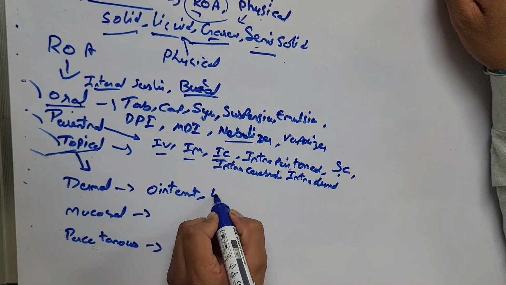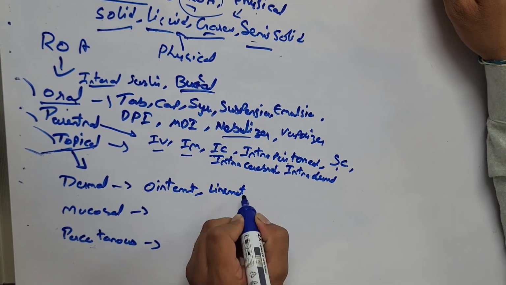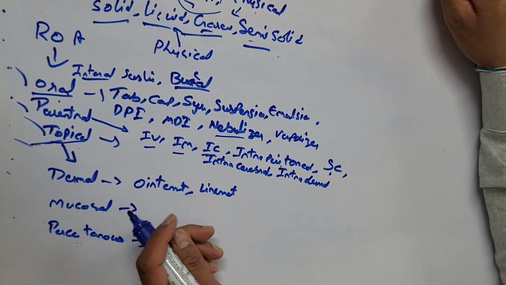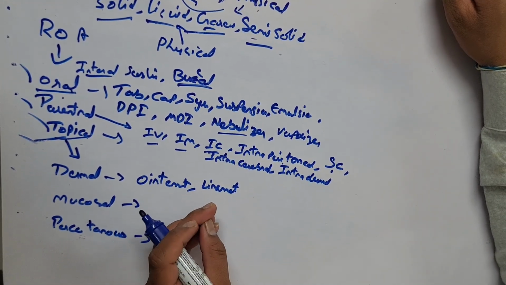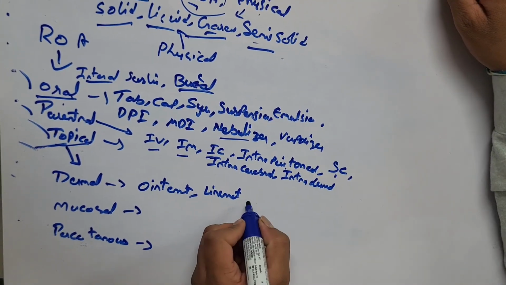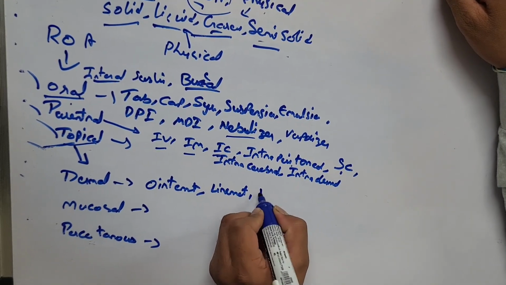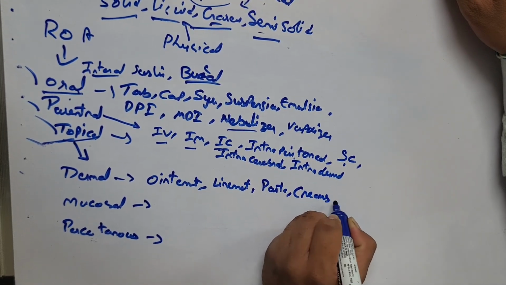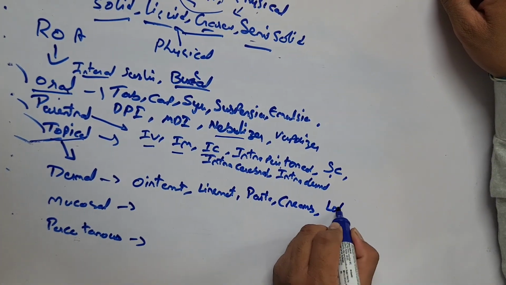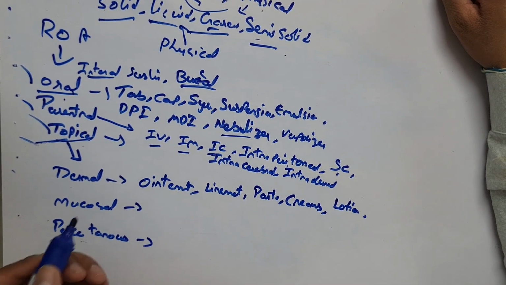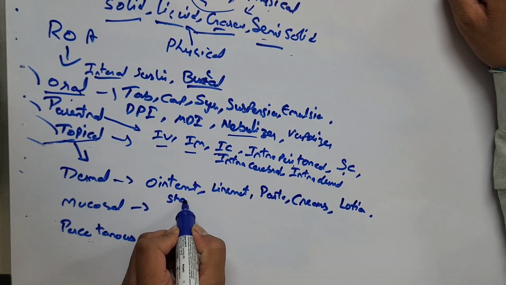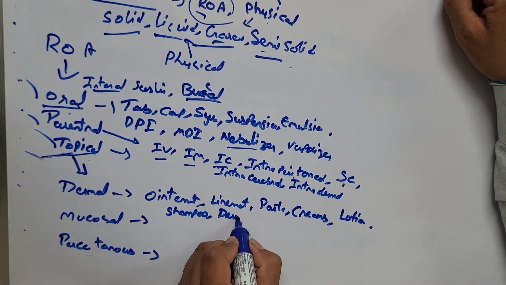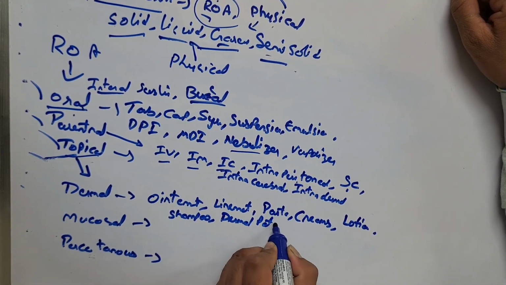For dermal, what we have are ointments, liniments. Liniments are applied for joint pains, for any arthritis, osteoarthritis. So we go for liniments, pastes, creams, lotions, lip balms, medicated shampoos, and dermal patches.